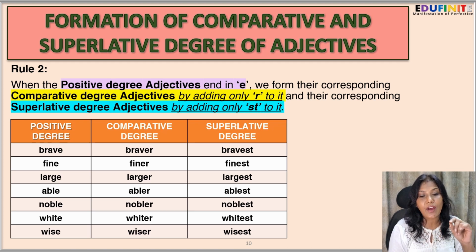So fine becomes finer, finest. Large becomes larger, largest. Able becomes abler, ablest. Noble becomes nobler and noblest. White becomes whiter and whitest. Similarly, wise, since it ends with E, just add R to it to make it wiser, which is comparative degree, and st to it to make it superlative, which is wisest. So I hope you have understood till now.